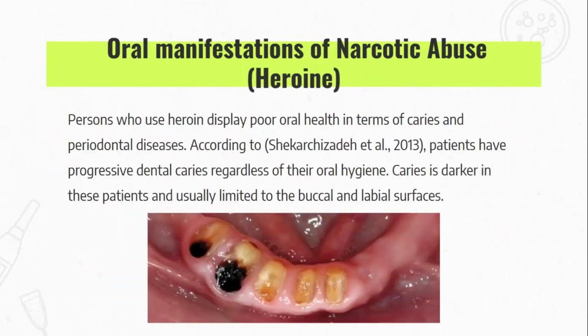Okay, so moving on, we're going to be looking at heroin, which is another narcotic drug. Persons who use heroin usually display poor oral health in terms of caries and periodontal disease. According to a study that I read, patients have progressive dental caries regardless of their oral hygiene, whether it be good or bad. And caries is normally darker in patients who overuse or abuse heroin. These caries are usually limited to the buccal and labial surfaces.